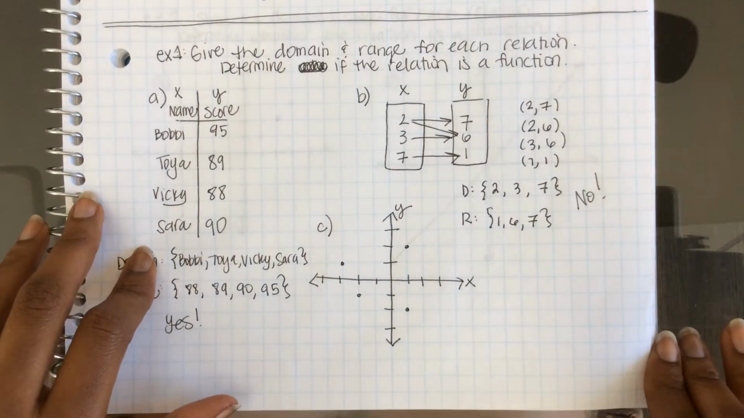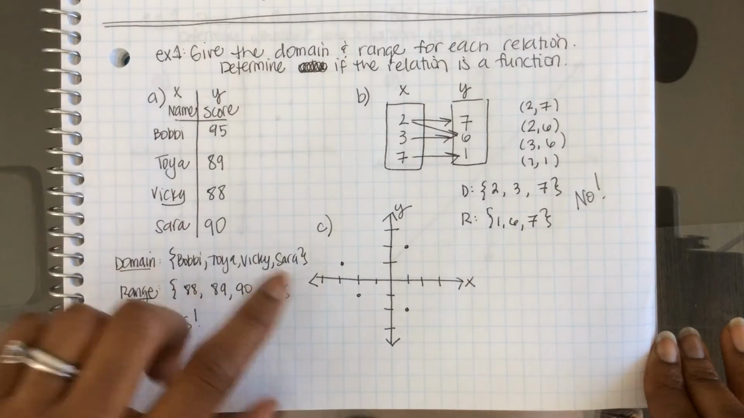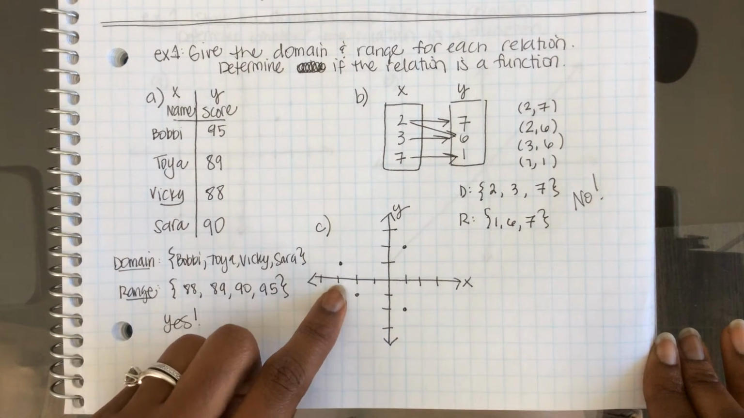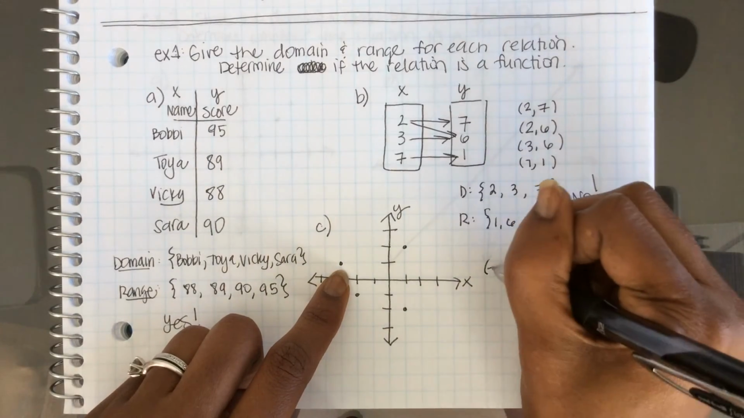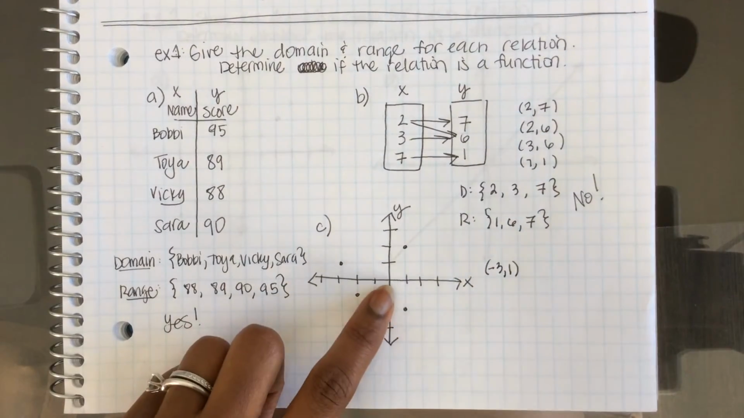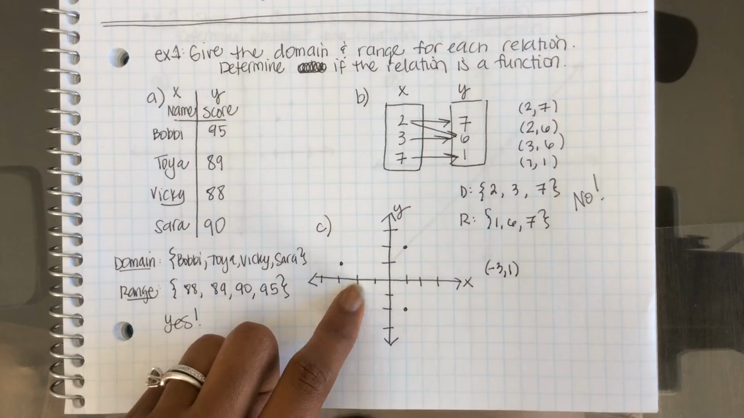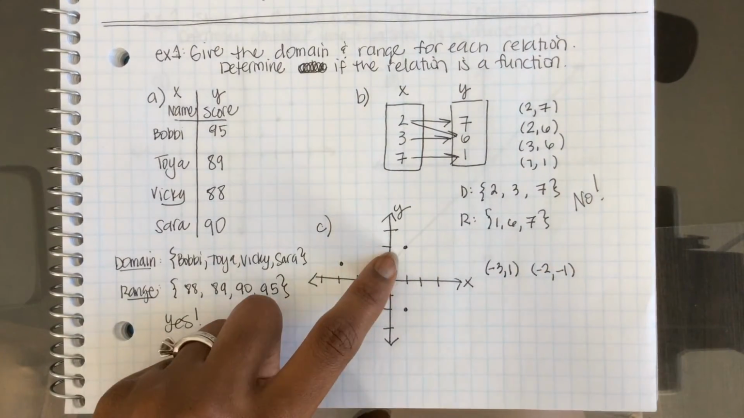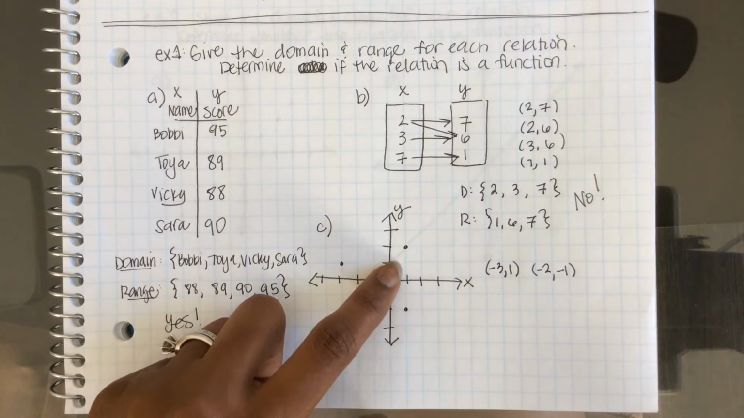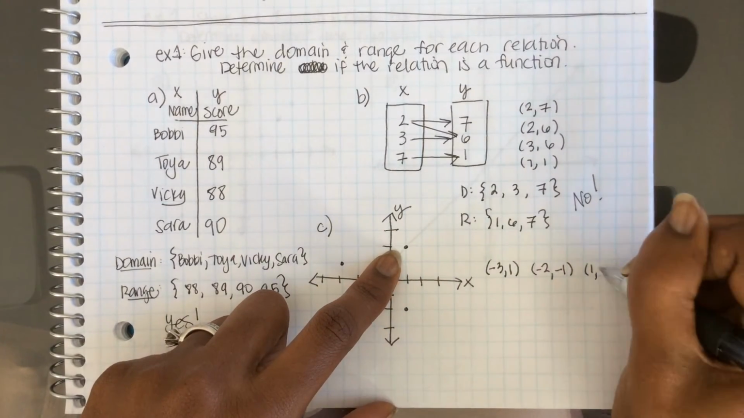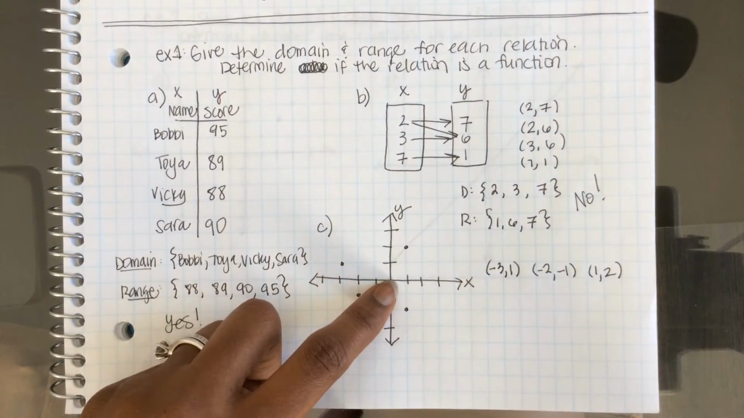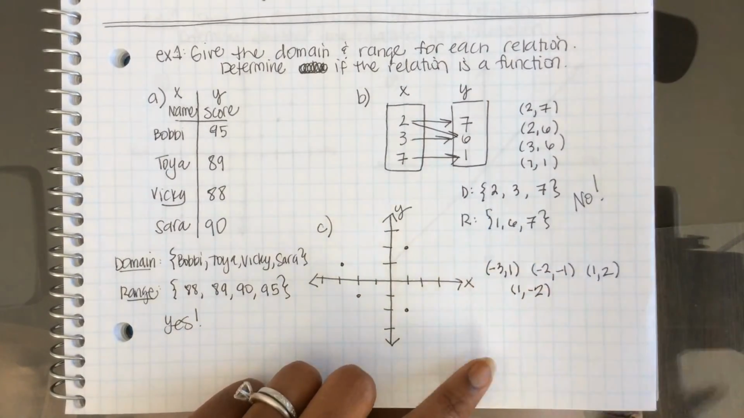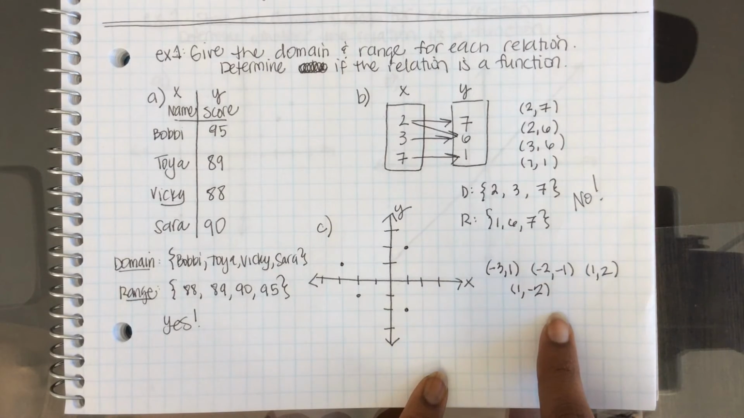Lastly, here in part C, let's look at each of these points to see my relation. Well, this point here is -3, 1. This point here is -2, -1. This point here is 1, 2. And my last point is 1, -2. So there are all of my points listed out.